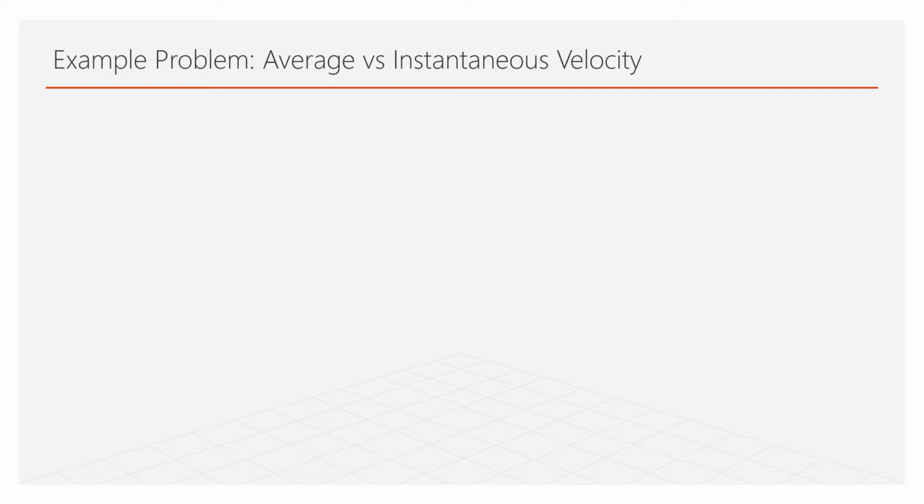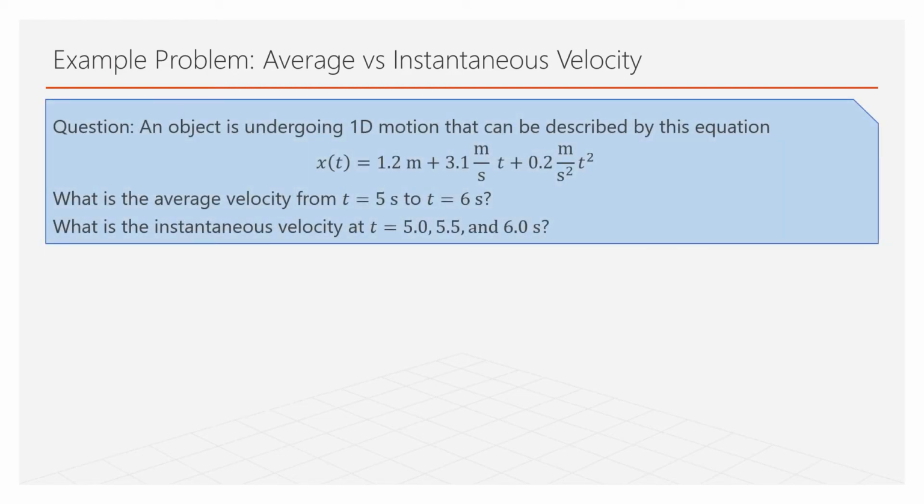Let's do an example of computing the average and instantaneous velocity of a moving object. An object is undergoing one-dimensional motion that can be described by this equation. X of t equals 1.2 meters plus 3.1 meters per second times t plus 0.2 meters per second squared times t squared, where x is the position and t is the time. What is the average velocity from t equals 5 seconds to t equals 6 seconds? And then what is the instantaneous velocity at t equals 5.0, 5.5, and 6.0 seconds?